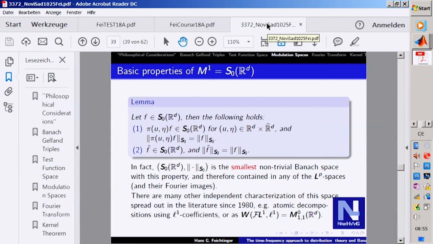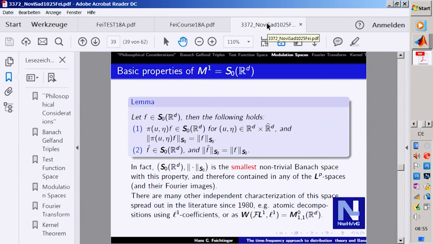If I go back to piece number 4, can I use the same plateau function? Well, it was at that position, so I have to shift it. But again, the usual tricks: shifting on the time side means modulation on this side. So I have to take the inverse Fourier transform and modulate it. The Segal algebra S0 is the smallest modulation space invariant space, so I don't change the norm if I modulate. I have the same constant for the estimate, and I'm adding up all the pieces. That's how I was proving this with the definition of the discrete decomposition WFL1L1.